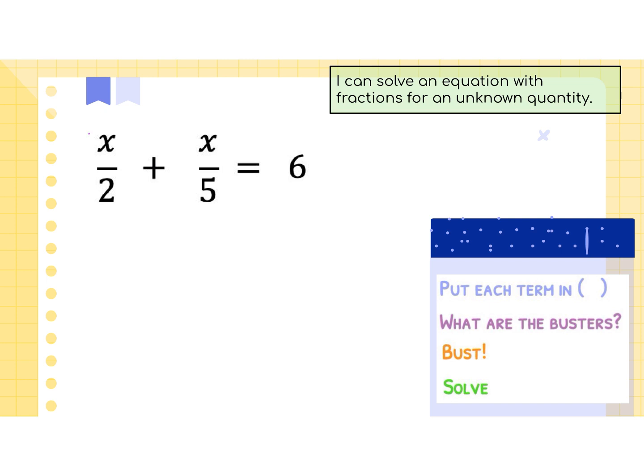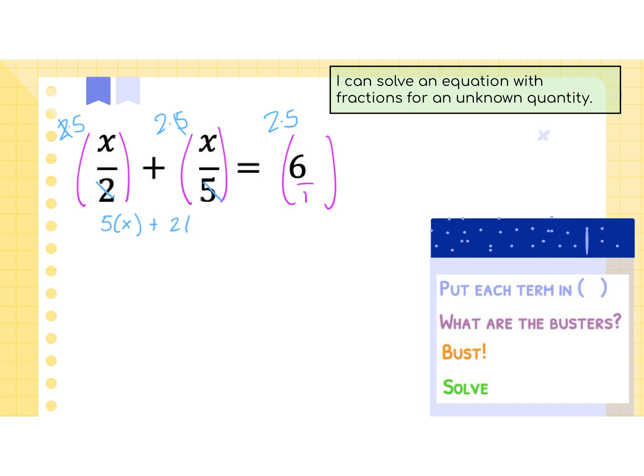So the first thing we want to do is put our terms in parentheses, and you can see we do this time have to add a 1 underneath the 6. Next, we are going to go ahead and put our 2 times 5 on the top, 2 times 5 on the top, and 2 times 5 on the top. There's the train. We're going to go ahead and do some busting. So we have 5 and then x plus 2 and then an x, and that's going to equal 10 times 6. Okay, I think the train has gone by.